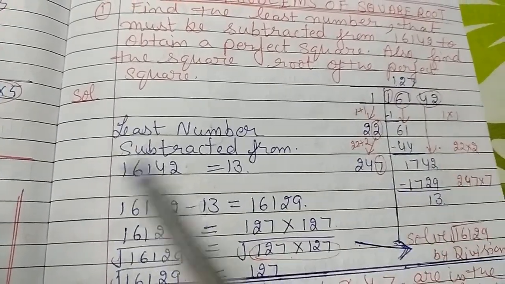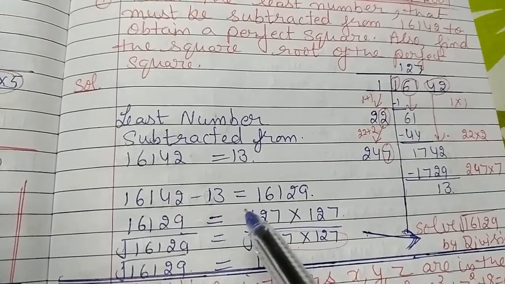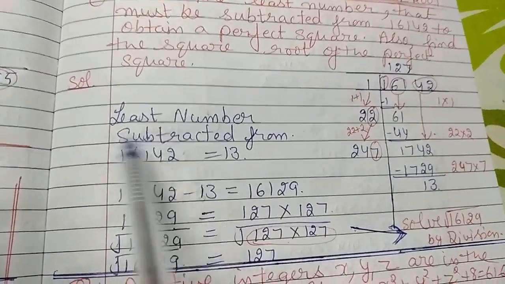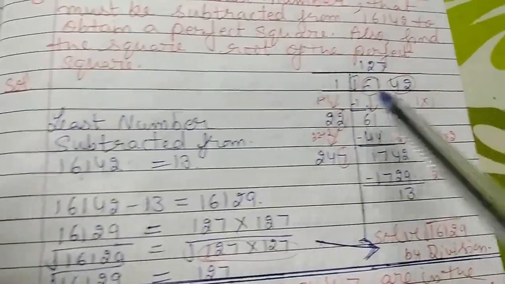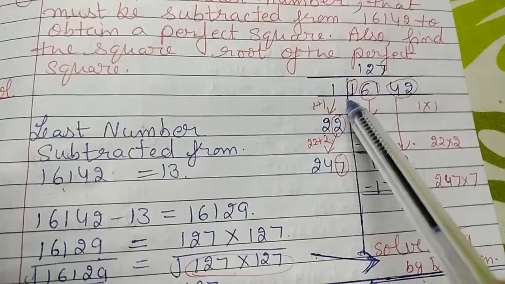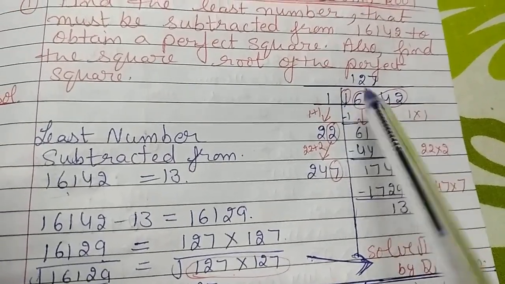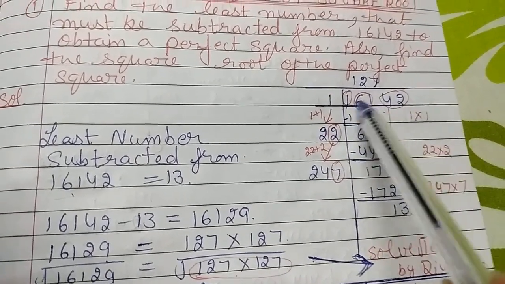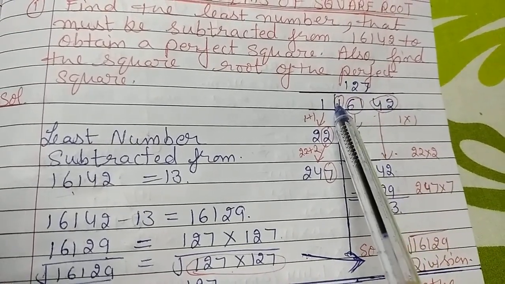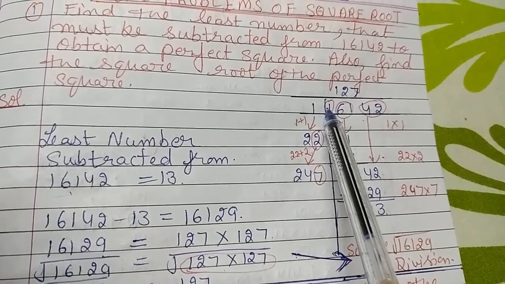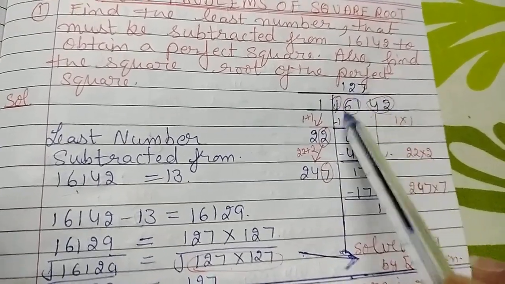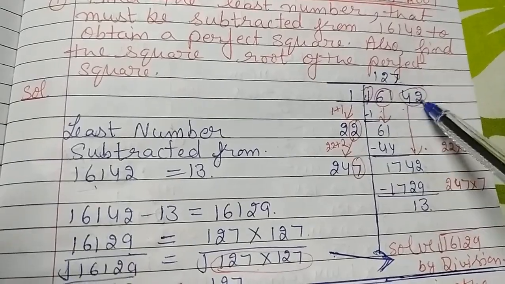So I have done it with a little shorter method. Here we have to find the least number to be subtracted, so you have to go directly with the division method. 1, 61, 42. Starting from the end, make pairs of two digits, and when you reach the front, if one digit is left, mark it. So I mark this 1 with a circle to make it clearer.